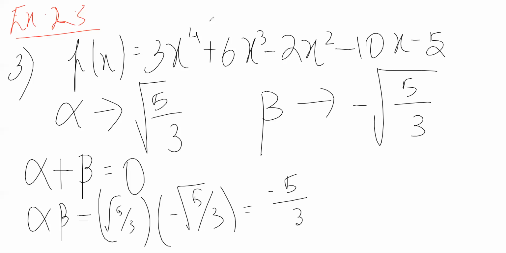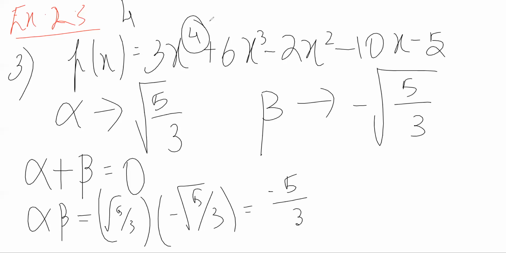The next step, what should we do? We should find the polynomial. We should create a quadratic polynomial to find the other two zeros, to find all other zeros. Here also the degree is 4. Therefore, the maximum number of zeros for this polynomial is 4.